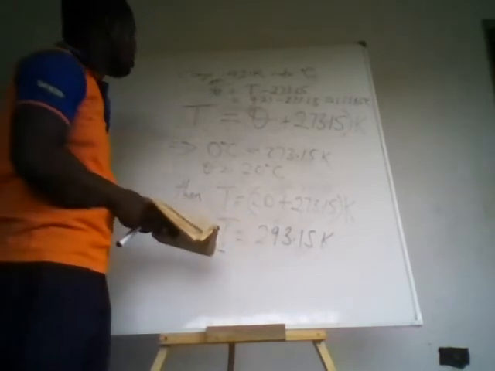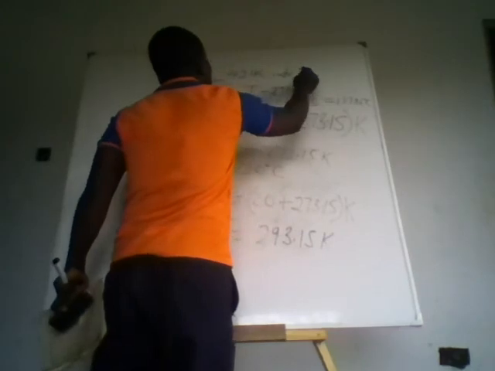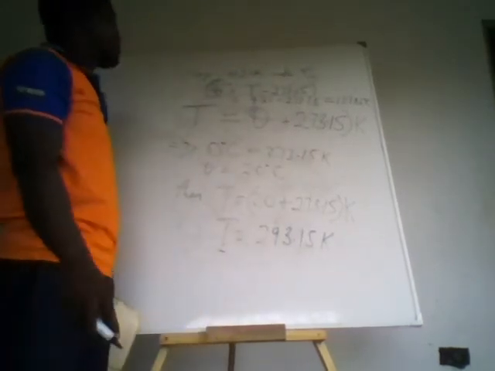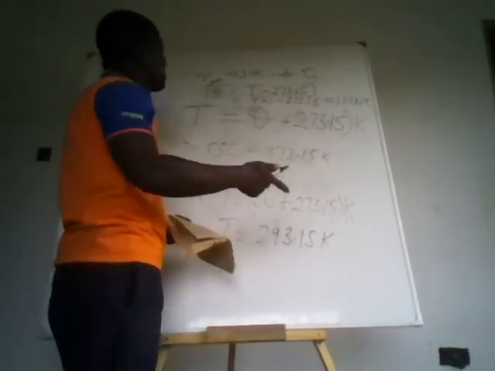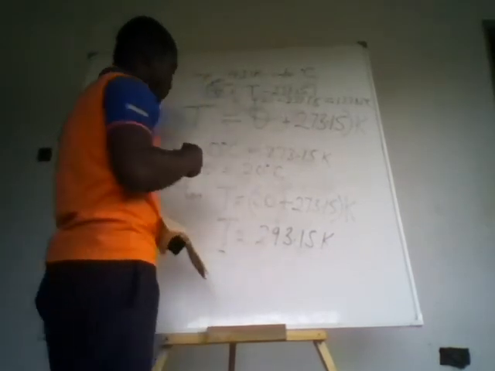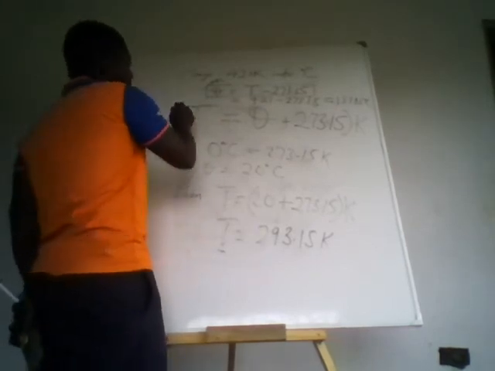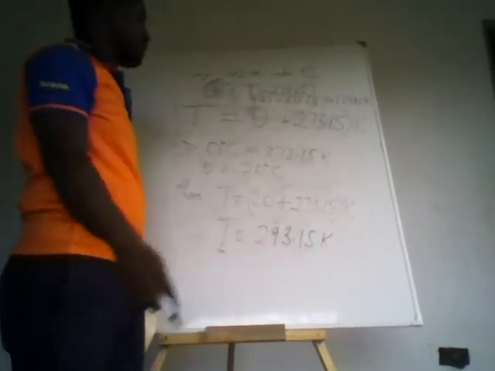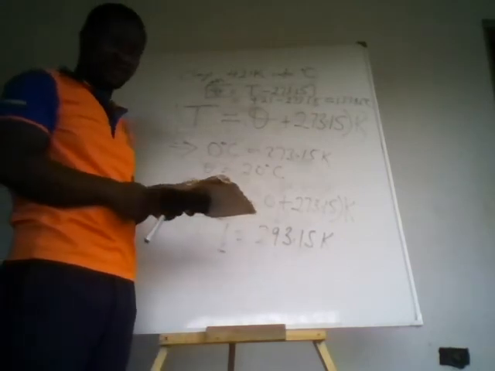All you need to do is know the formula. The formula for changing from the Kelvin scale to the degree Celsius scale is that we are going to subtract 273.15 from T. And if we are changing from degrees Celsius into the Kelvin scale, then we need to add 273.15.